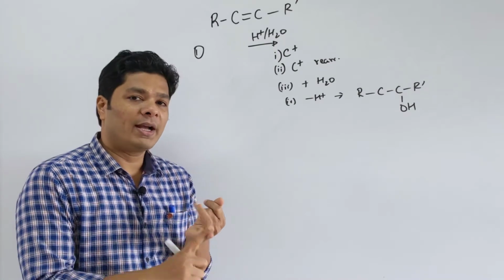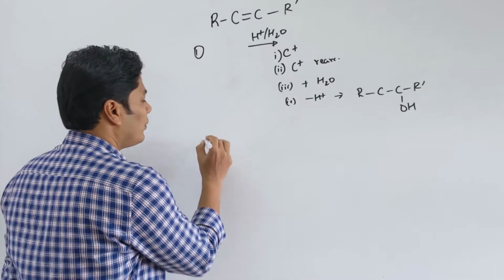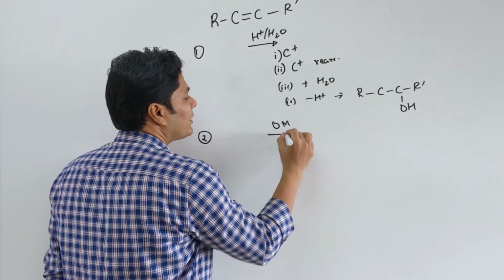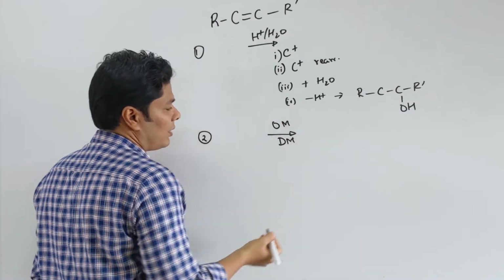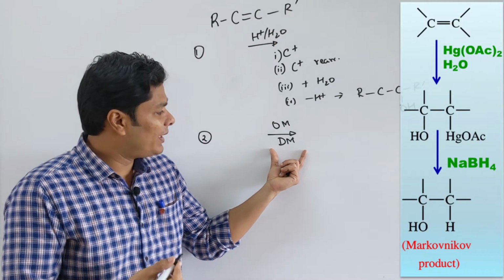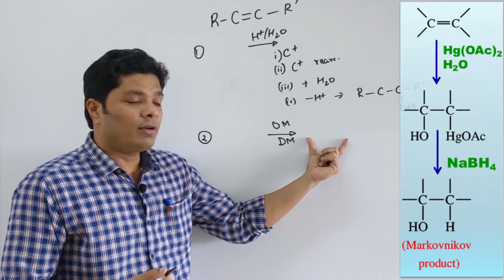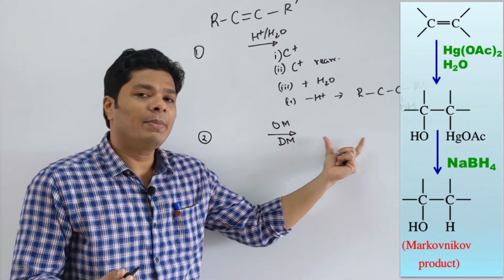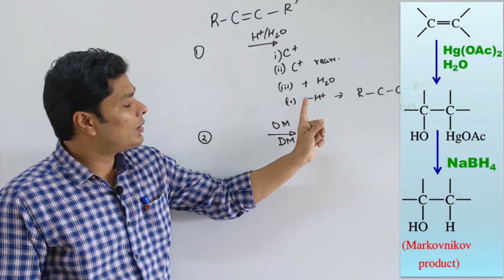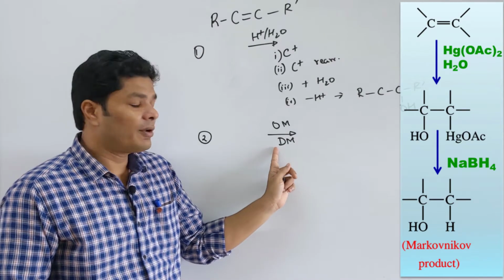It goes through a carbocation mechanism, rearrangement, and also it gives you Markovnikov product. The second thing that we have seen is oxymercuration reduction, or also called oxymercuration, demercuration: mercuric acetate followed by NaBH4 and water. Now this will give you the first product, a mercuric product that can be hydrolyzed to give you the corresponding alcohol.